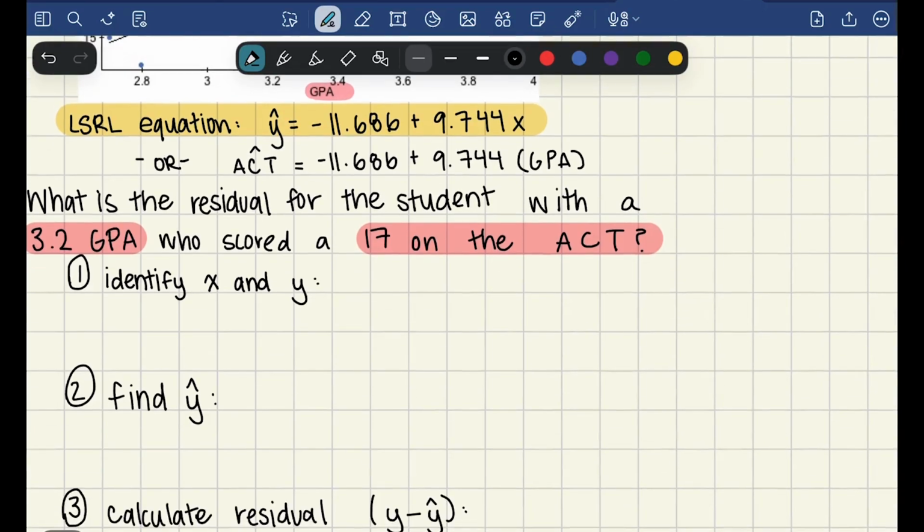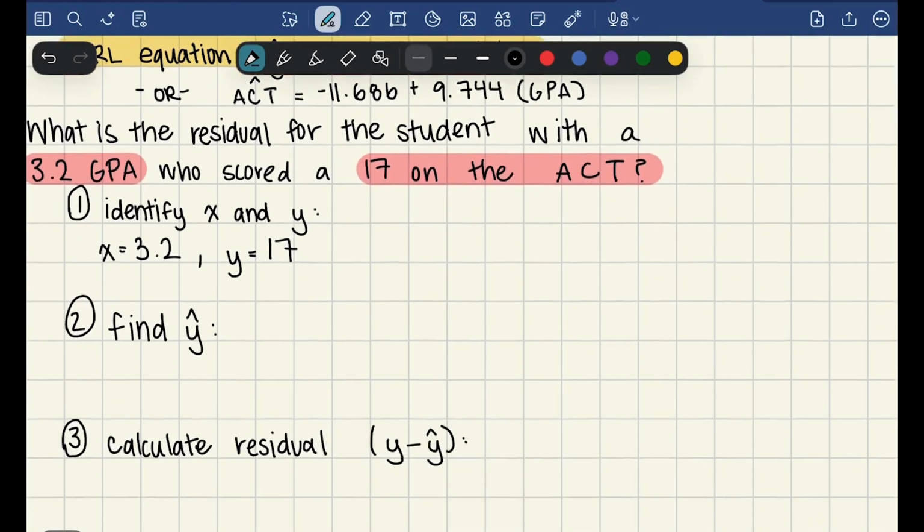So step 1 is identifying our x and y. Here, the x variable or the explanatory variable is GPA, so that's going to be 3.2. And the y variable or the response variable is ACT score. So they got a 17 on the ACT.